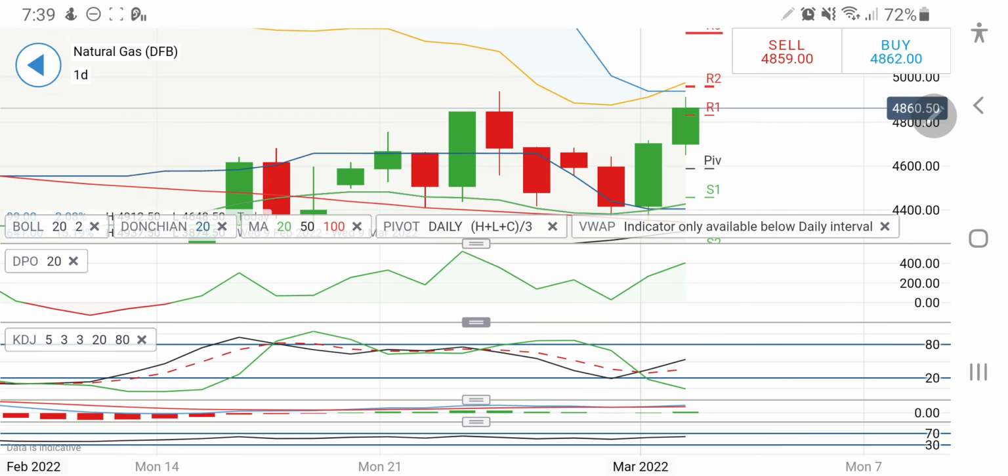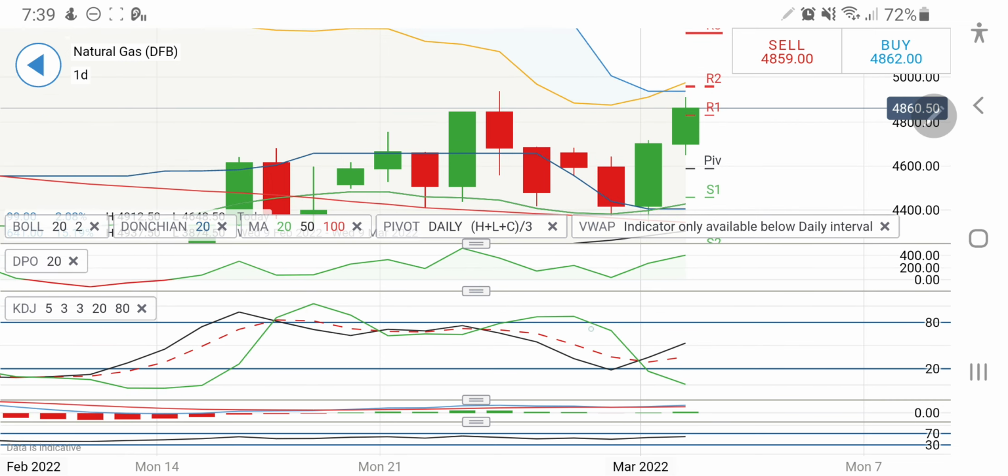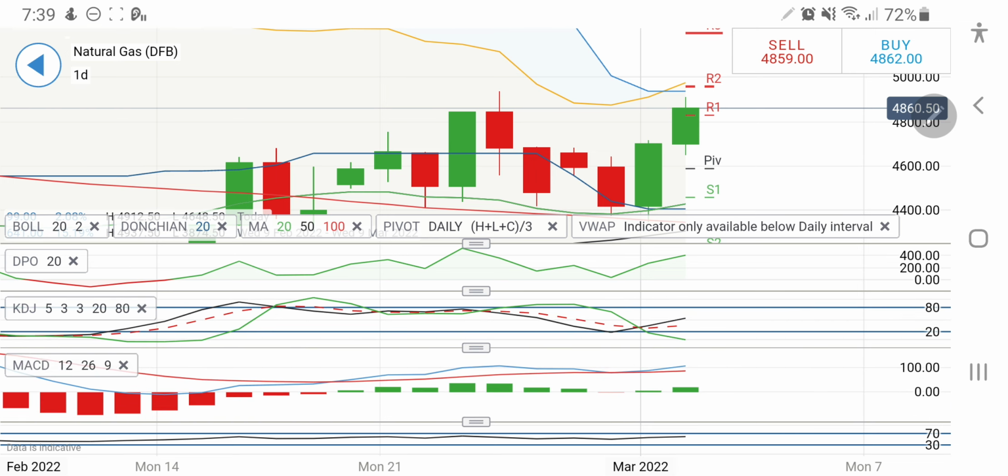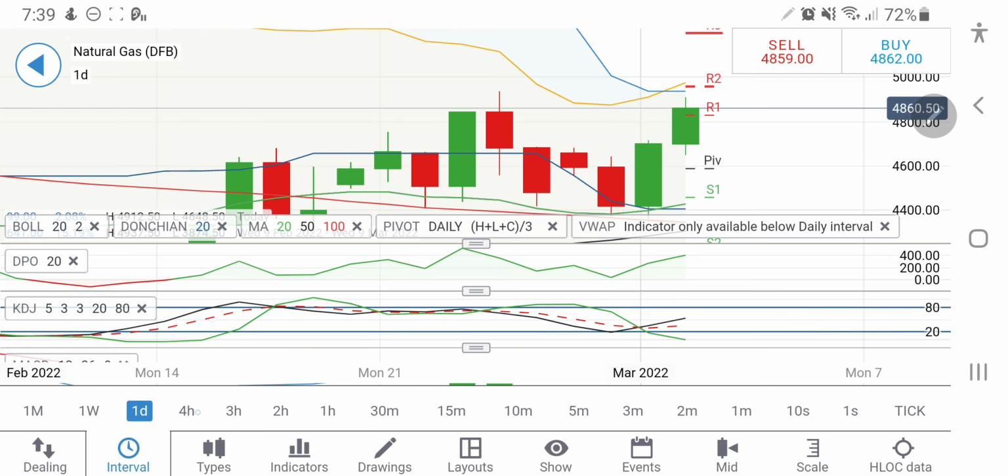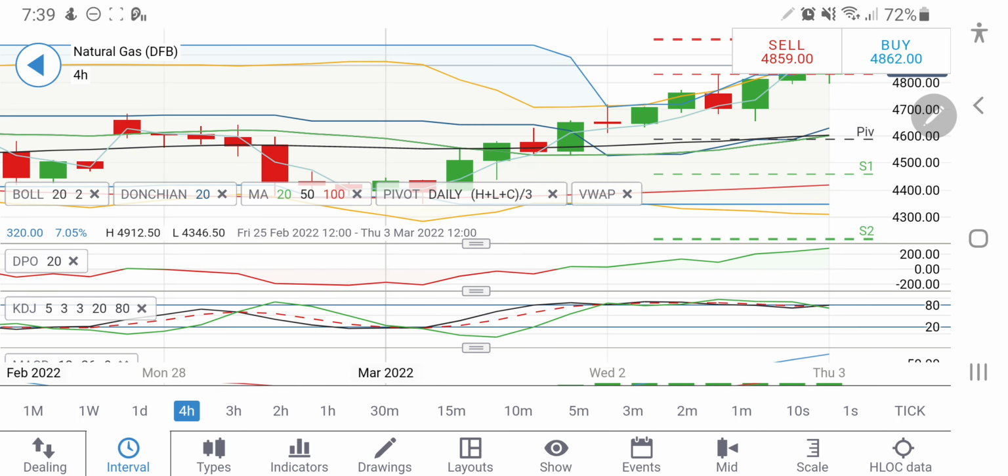And as I said in my weekly analysis, I was looking forward to a rise on natural gas. That is what is happening. Right now the stochastic is at the bottom here, or rather comfortable levels, and MACD lines are still in green.